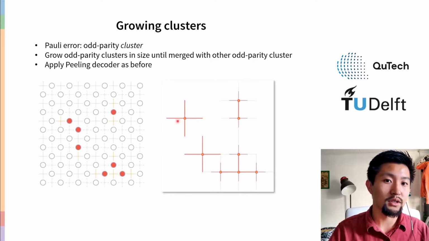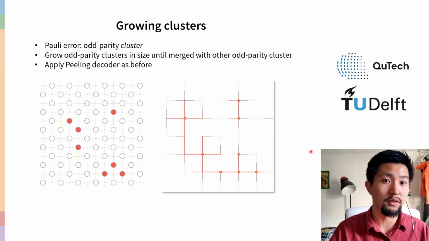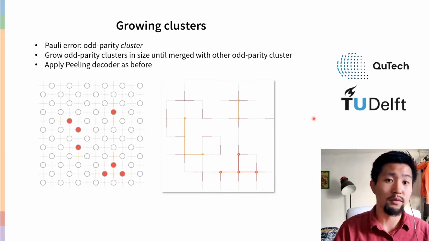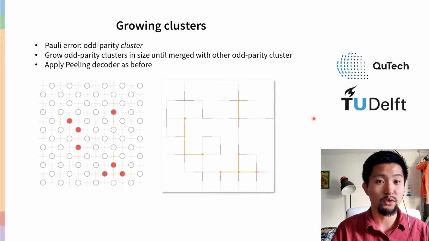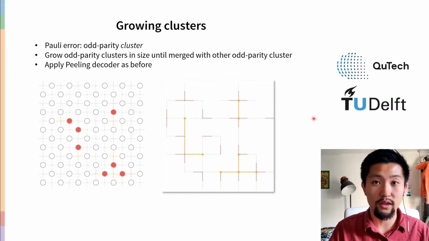So these two clusters keep growing because they are still of odd parity, and now they have merged into a cluster of even parity. From here, we can apply the peeling decoder just as before to end up with a matching between these syndrome vertices contained within the grown erasure.